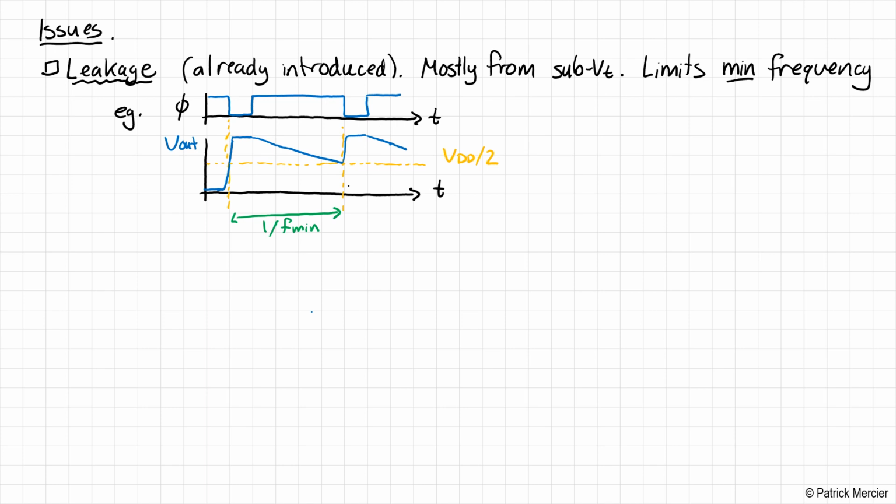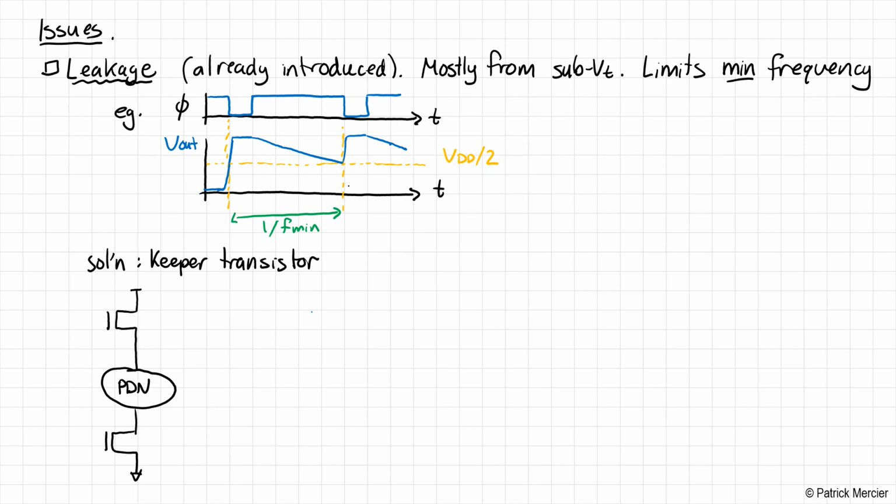Is there a solution? Well, of course there's a solution. There's always something we can do. One possible solution to this problem is something called a keeper transistor. And this is actually something that should look familiar to you. So what we do is we have our normal dynamic logic circuit. We have our pull-down network. Then we have our NMOS footer device. The PMOS and the NMOS are connected together. This is the clock signal phi. There's some inputs into this pull-down network.